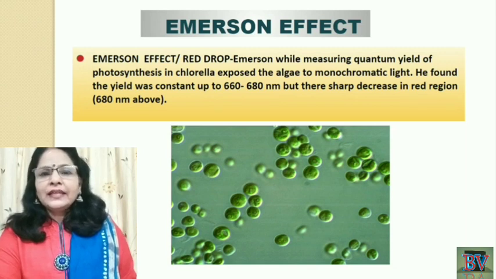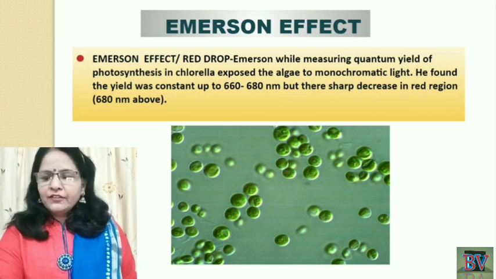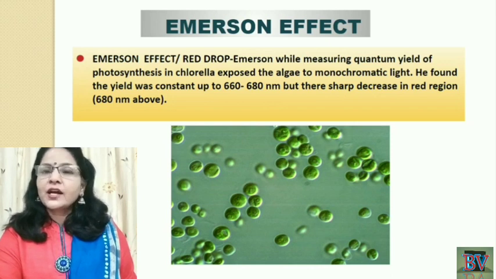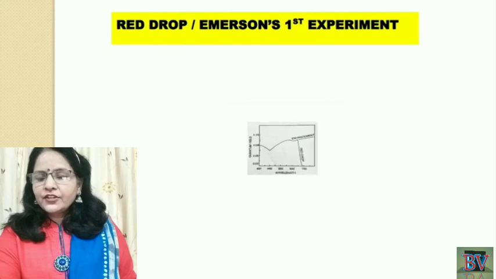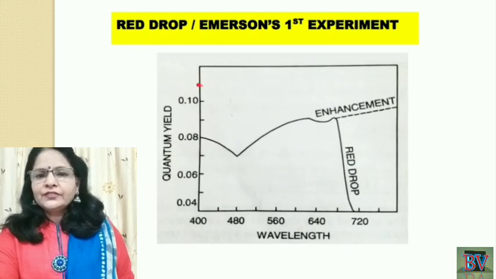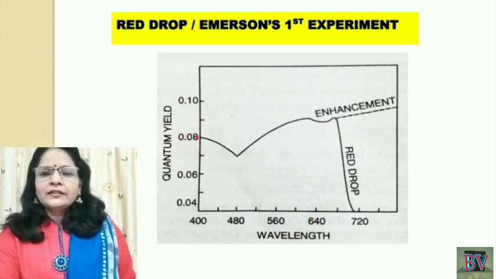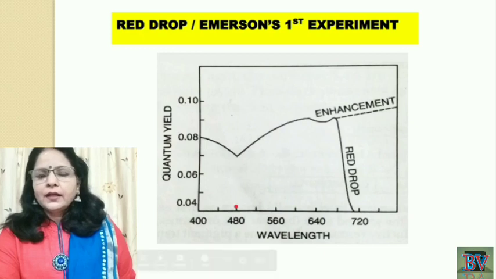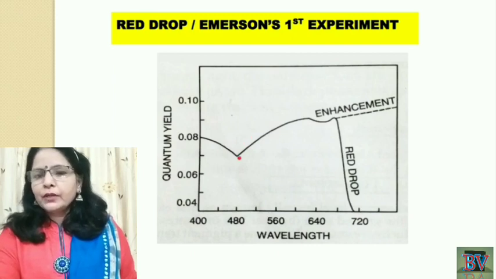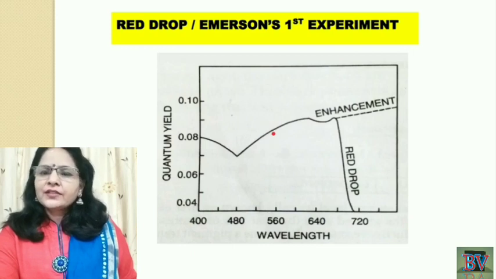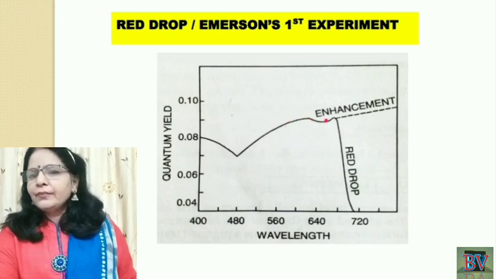He found the yield was constant up to 660 to 680 nanometer, but after some time he found a sharp, sudden fall in the red region. Now you can see this graph. This is quantum yield at different wavelengths, and the graph was constant, but at 480 nanometer he found a little dip due to the presence of carotenoid pigments, and the graph was enhanced again.